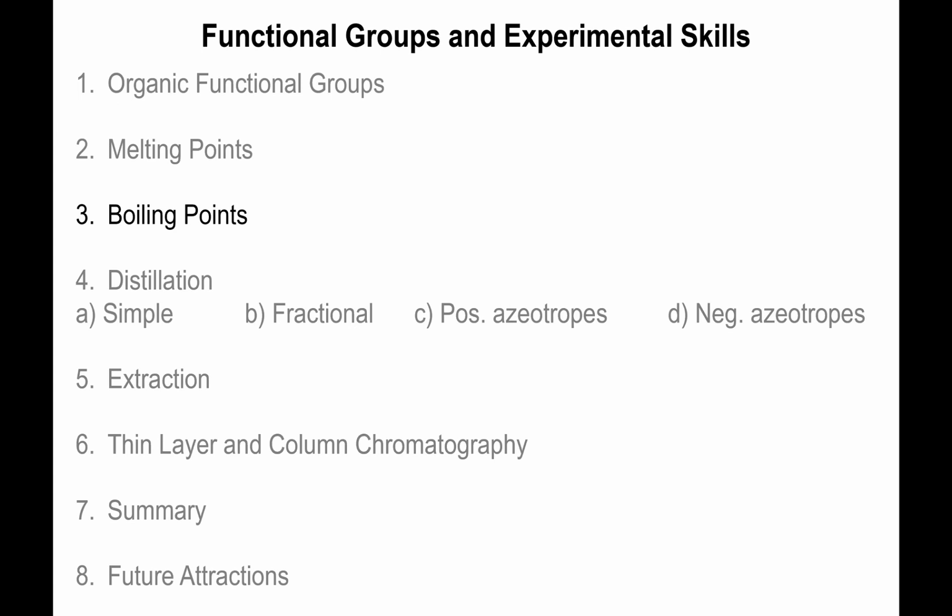Now, in the next video, we're going to talk about boiling points, and since the molecules themselves are not arranged in unit cells in the gas phase, we're going to see more of a clear picture of what's happening with them. Okay, so I'll see you in the next video.